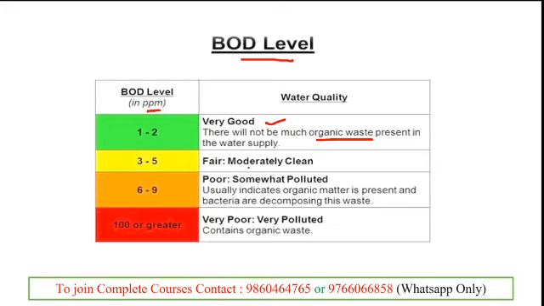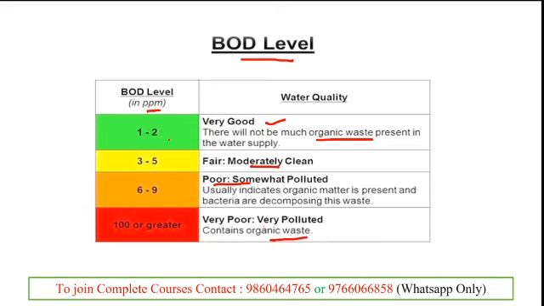3 to 5 means moderately clean, and 6 to 9 is poor, somewhat polluted. Here it contains some organic matter and also the bacteria decomposing this waste that's also present in the water with a 6 to 9 BOD level. And 100 or greater means the water is very much poor and very much polluted. It contains organic waste materials.